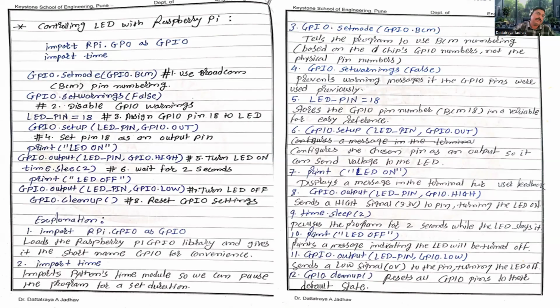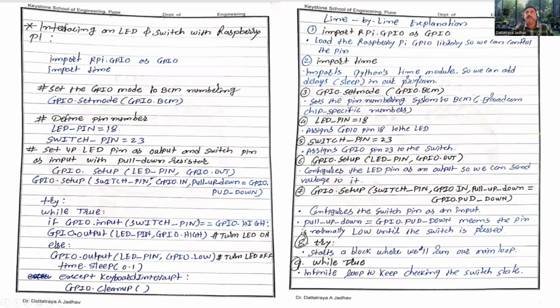So last lecture we covered controlling an LED with the Raspberry Pi, understanding the concept of Python programming in Raspberry Pi. Now we continue with that. The second topic in your syllabus is related to interfacing of an LED and a switch with Raspberry Pi. So we understand that concept clearly.